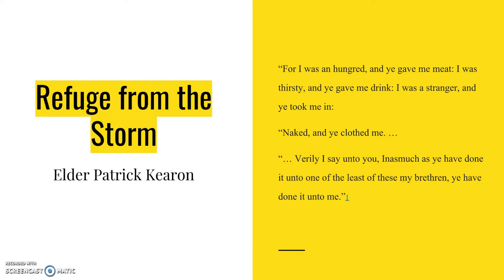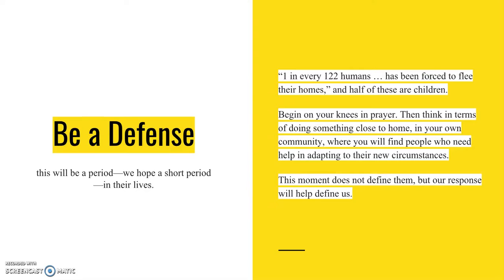The first topic that we found that kind of supports what we did was a talk from Elder Patrick Kiernan about refuge from the storm, and I just really loved the fact that he went into the scriptures where everything that we do for this student is basically doing it unto Christ, and that we should make sure that when we help this student, we do absolutely everything that we can, because 1 in every 122 people is a refugee, and half of those are students and children.